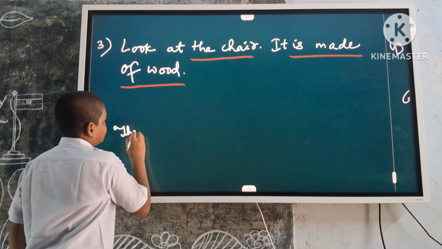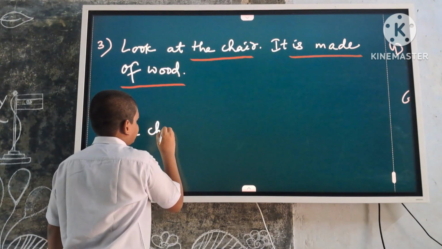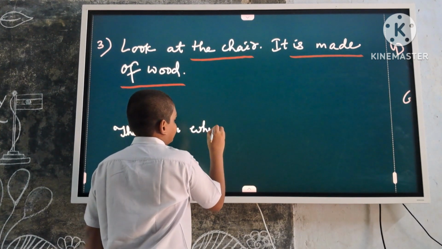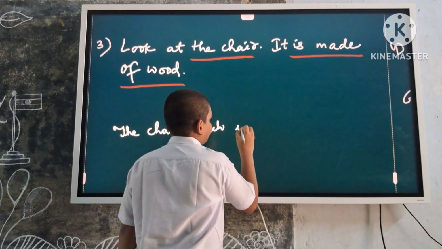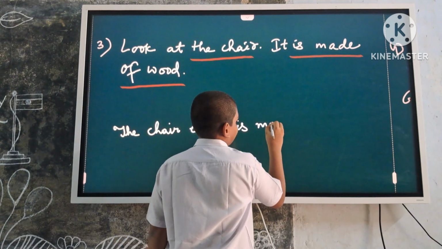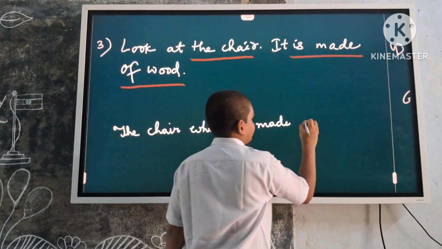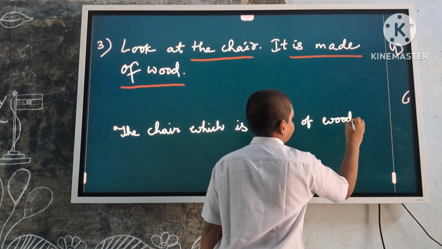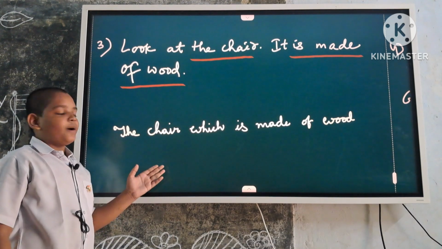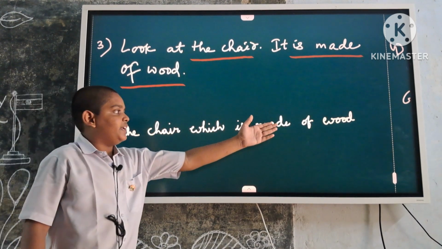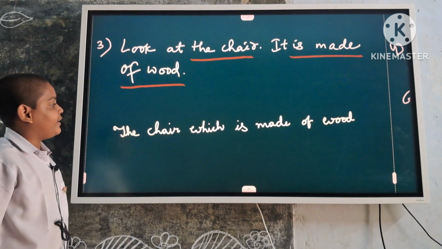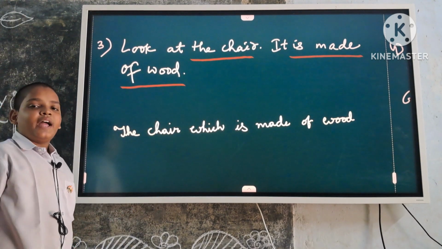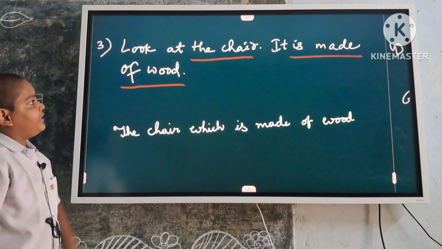the chair which is made of wood. The newly formed noun phrase is the chair which is made of wood. Here the post modifier is which is made of wood. It is a relative clause. We can make another alternative phrase with this sentence.